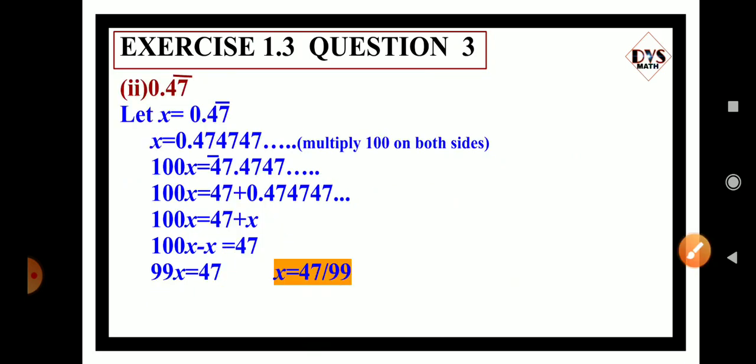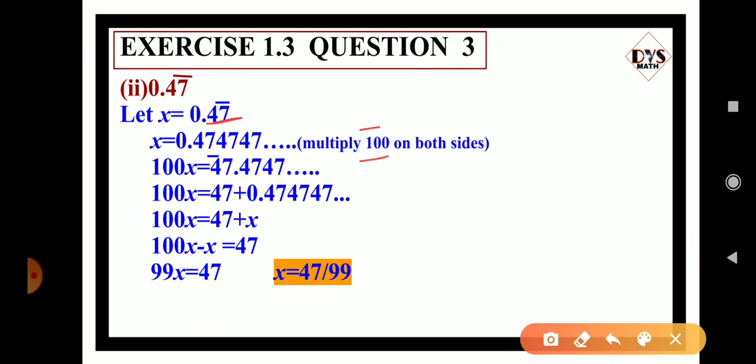So in this second sub question, it is 0.47 bar. Let x be equal to 0.47 repeating, same steps. Here, what we can do is multiply by 100, because after the decimal point there are 2 digits. You can multiply by 100, or you can multiply by 10 also, no issues, so you can do multiply by 100.